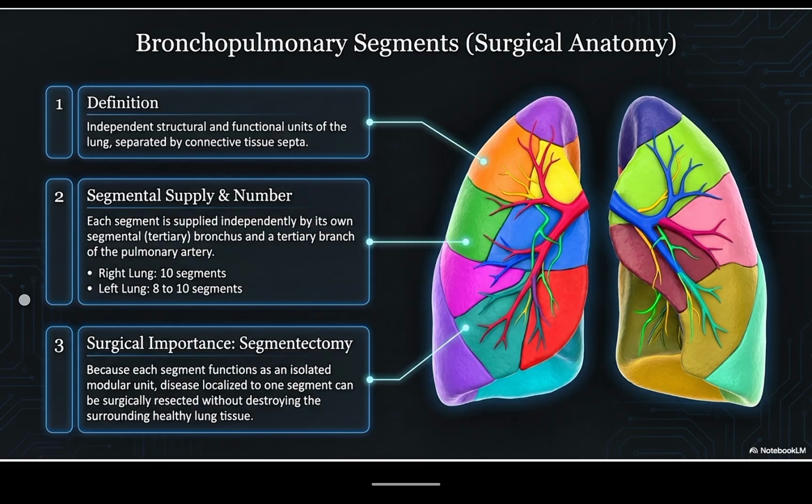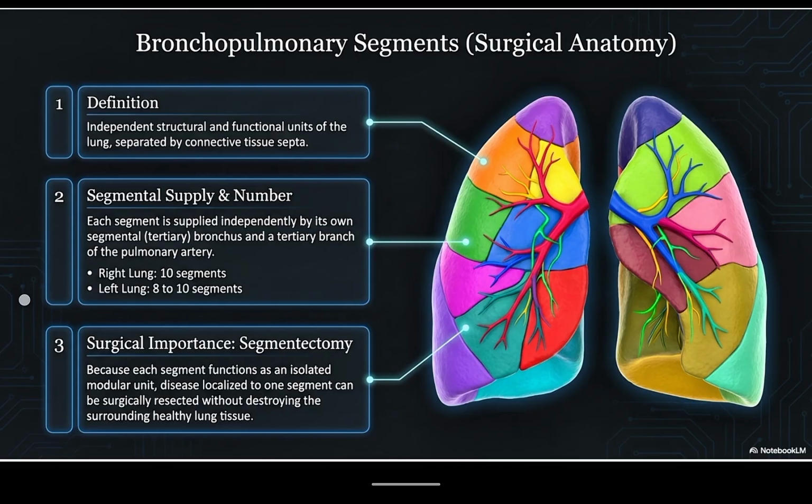And how many segments are present? 10 segments for the right, while for the left is what? 8 to 10 segments. So let's define the bronchopulmonary segment. It is an independent structural and functional unit of the lung, separated by connective septa. When you hear the word septa, it's just a wall that is separating the lobes. Their main function is just to separate. They are like connective tissue layers. Their main function is what? To separate.